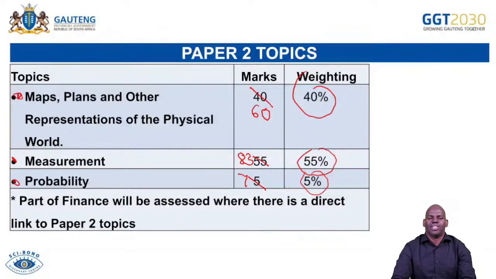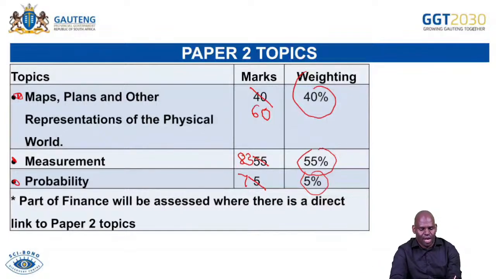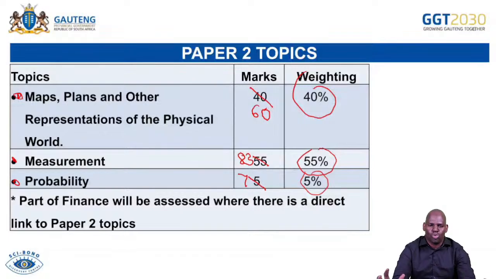But the other thing that is very important is you might still get a little bit of finance. In this case, we don't expect more than 10 marks based on finance. But the finance will come from the questions that will be asked under maps and plans or measurement. So now, boys and girls, I'm sure you have an idea of what topics will be in paper 2. So you must go back and make sure that you study the correct topics for paper 2. You are not necessarily going to study the topics that you did in paper 1.